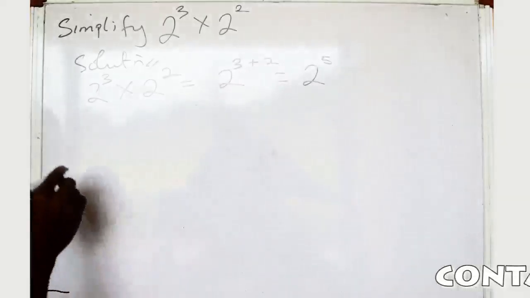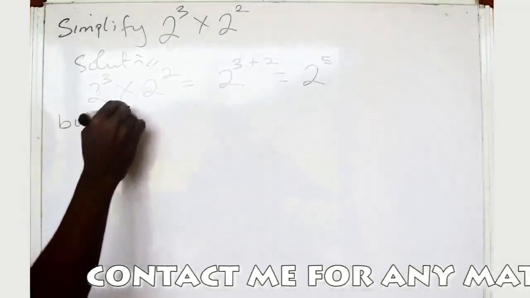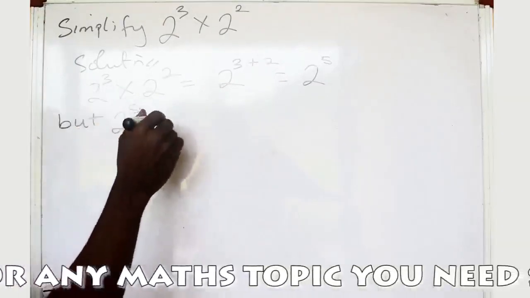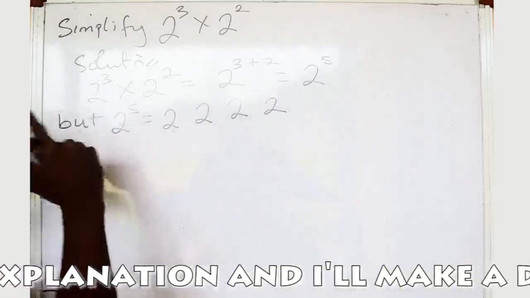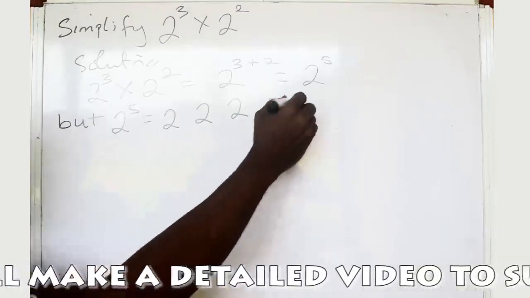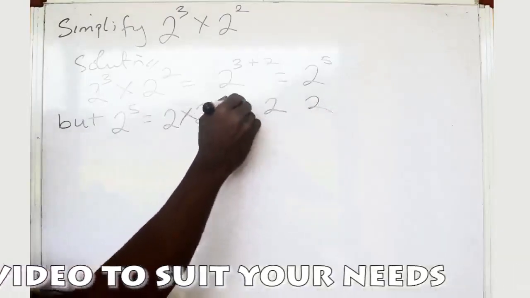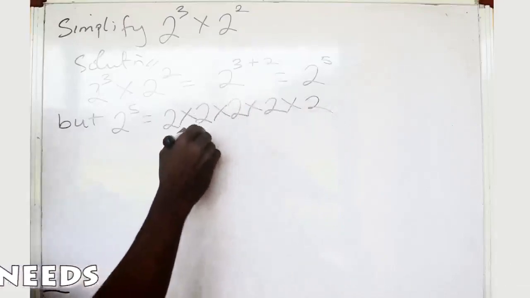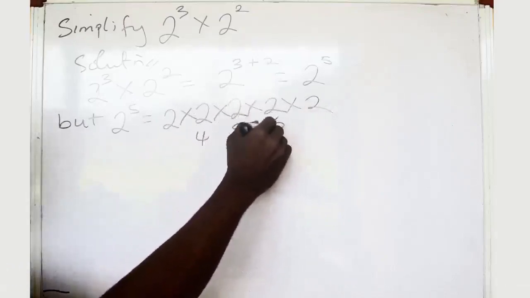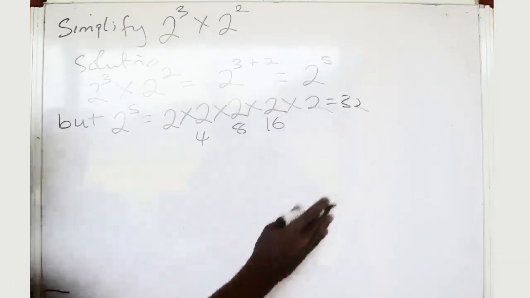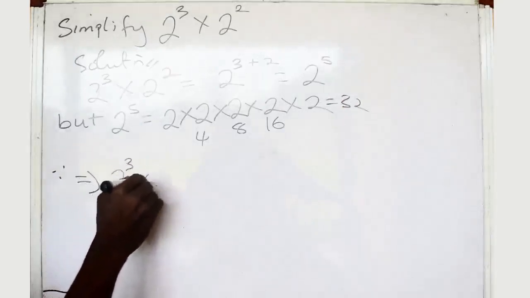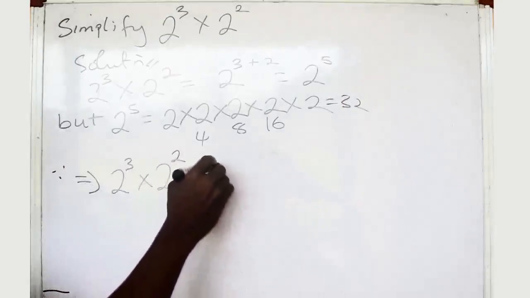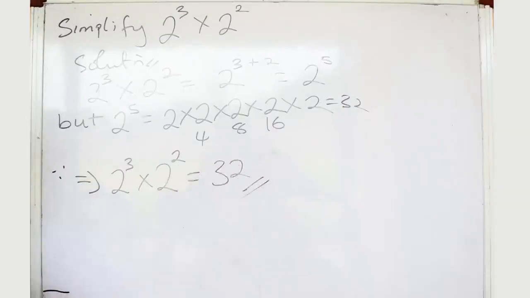So you can leave the answer like this, but you and I know that 2 raised to the power 5, according to the first law of indices, says that we should repeat the base to the value of the power. Here we have 5, so the base will be repeated 5 times: 1, 2, 3, 4, 5. Then we put multiplication in between. 2 times 2 is 4, 4 times 2, 8, 8 times 2, 16, and 16 times 2 is 32. Therefore, 2 raised to the power 3 multiplied by 2 raised to the power 2 is the same thing as 32. So, there is virtually no big deal.